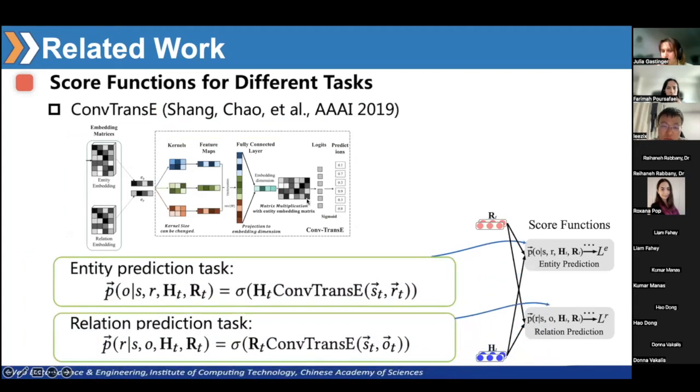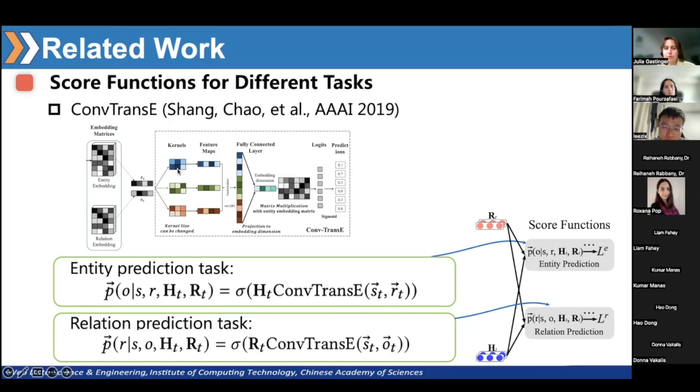After we get the evolutional representations of entities and relations, we use the ConvTransE decoder to calculate the probability of entities and relations. In the ConvTransE model, we first look up the evolutional representations of entities and relations, and get the embeddings of the subject entity and the relation, and concat them into a 2D matrix.